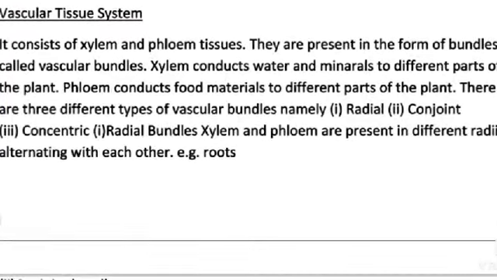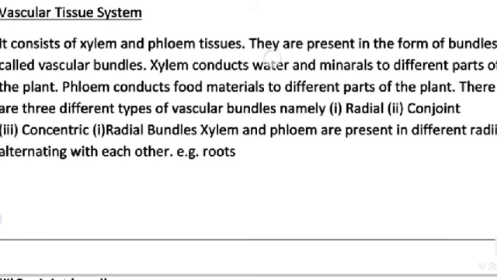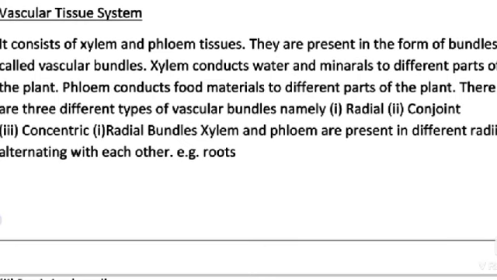Vascular tissue system. It consists of xylem and phloem tissues. They are present in the form of bundles called vascular bundles. Xylem conducts water and minerals to different parts of the plant. Phloem conducts food materials to different parts of the plant. There are three different types of vascular bundles, namely radial, conjoint and concentric.